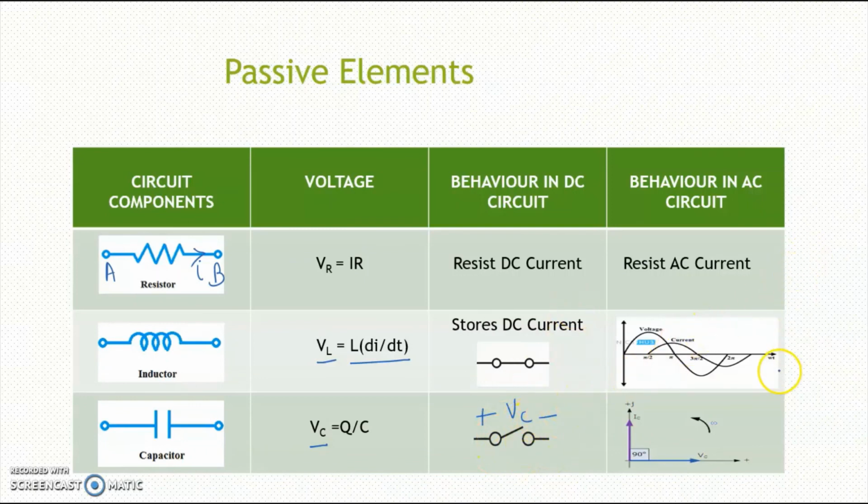So in the case of AC circuit, in the case of inductor, we have the voltage leading the current by 90 degrees. Here, in the capacitor, the current leads the voltage by 90 degrees. Okay, so this is the thing.